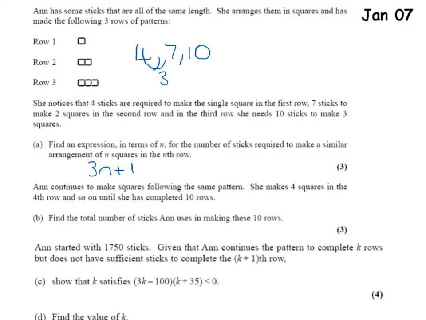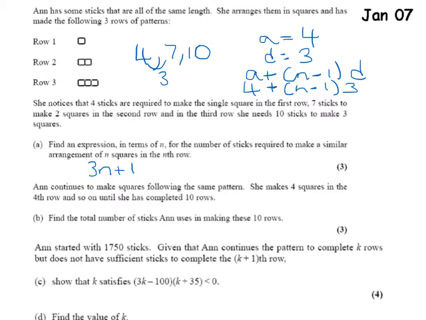You may here as well have written down that a was 4, the first term, and the common difference is 3. You can form an arithmetic sequence in terms of n for this: the nth term is a plus n minus 1 d. If you put a and d into this, then you've got 4 plus n minus 1 times 3. And if you multiply all this out, this does equal 3n plus 1.